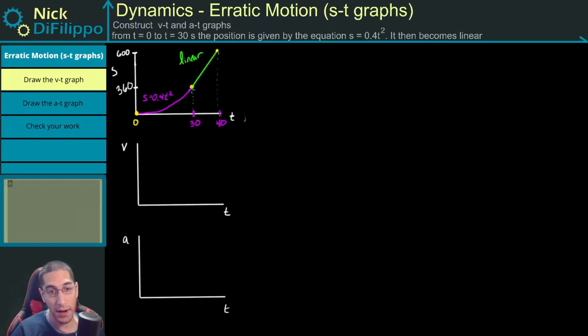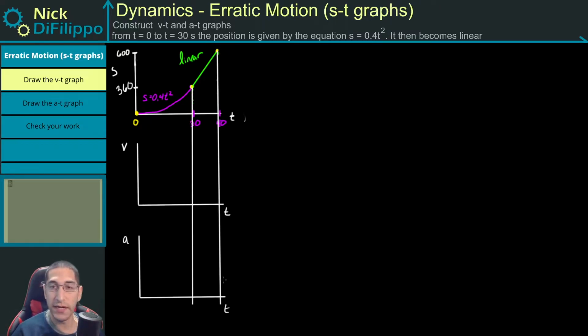To work a problem like this, we need to look at each of the regions of the different functions individually. So we're going to be looking at what happens from 0 to 30 seconds, and then what happens from 30 to 40 seconds. And I'm just drawing these lines on the graphs to line up the 30 and the 40 seconds a little bit so my graphs look a little bit better.